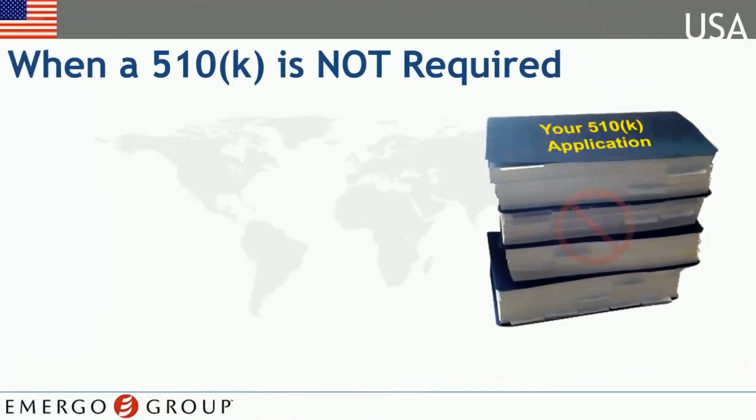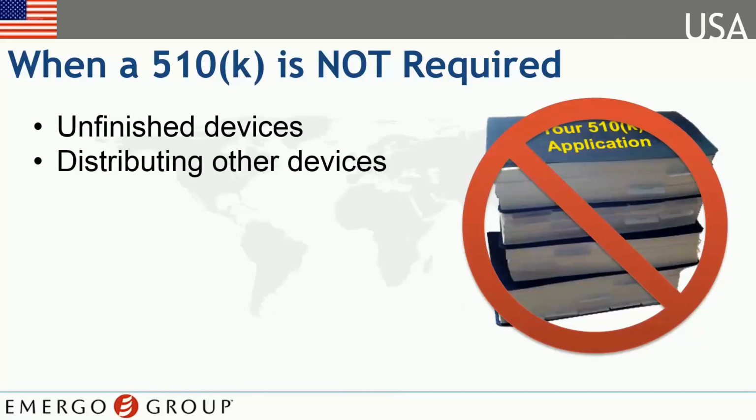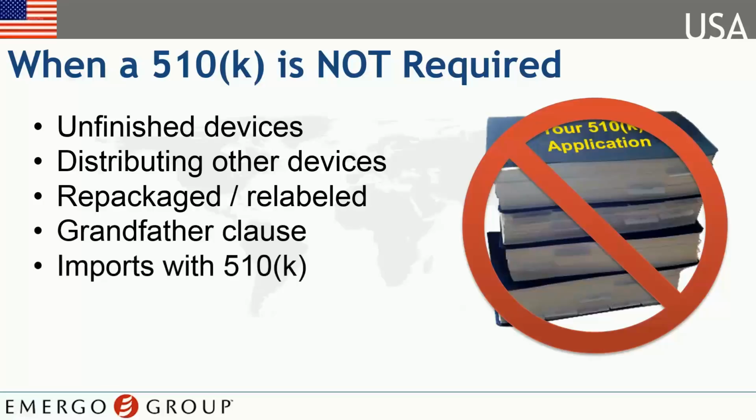The following are some reasons a 510K submission is not required. You sell unfinished devices to other firms for further processing or assembly. You distribute another firm's domestically manufactured device that already has a 510K. You repackage or relabel another manufacturer's device. Your device was legally marketed and distributed before May 28, 1976, and you can prove it. You import a foreign-made device into the US that already has a 510K, or your device is exempt from 510K requirements according to Regulation 21 CFR 862-892.